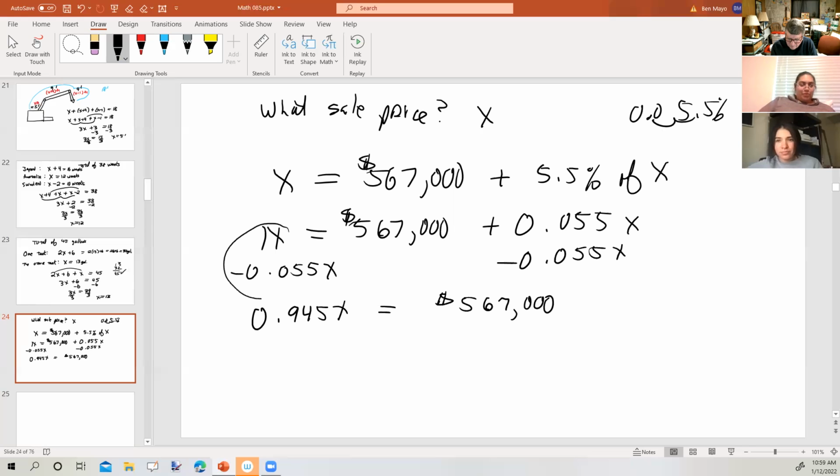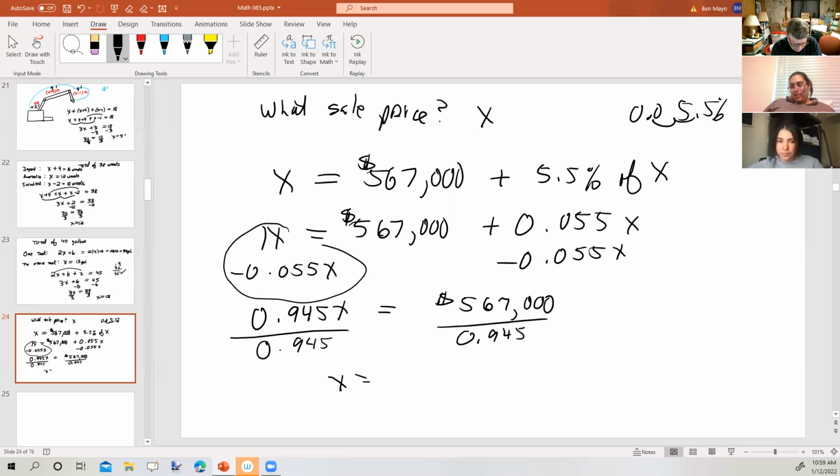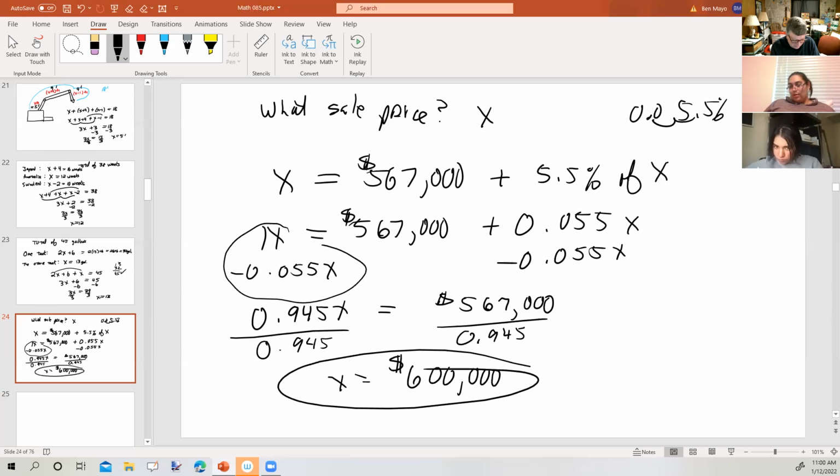I took 1x minus 0.055x. Okay. Now I'm going to divide both sides by the coefficient of x. So I take 567,000 divided by 0.945, and x is $600,000. So that would be the selling price of the house.